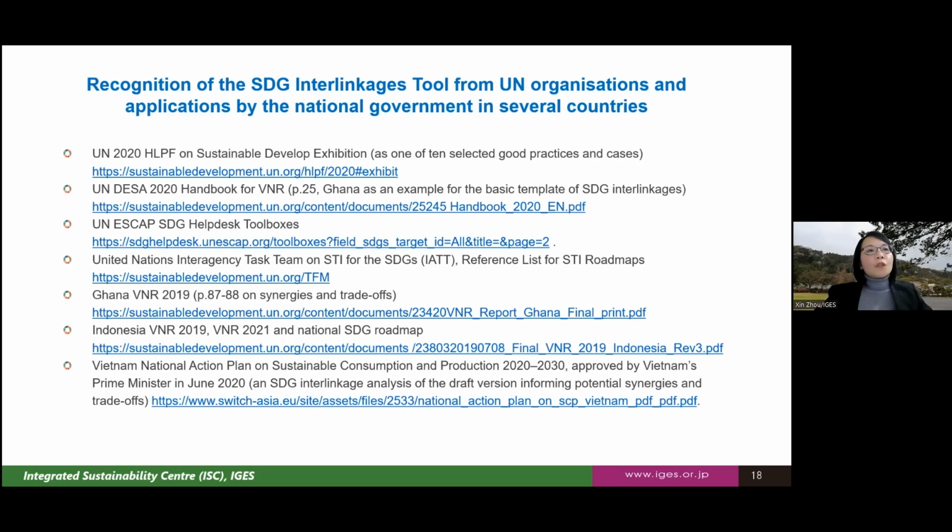It has also been used in Ghana's VNR 2019, Indonesia's VNRs 2019 and 2020, and in the development of an interlinkage chapter in Indonesia's national SDG roadmap. We also use the tool to support governmental integrated policy making as practical applications. For example, in Vietnam, we used the tool to support the development of the National Action Plan on Sustainable Consumption and Production.